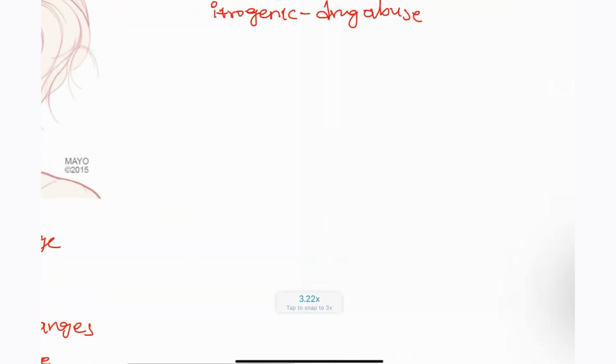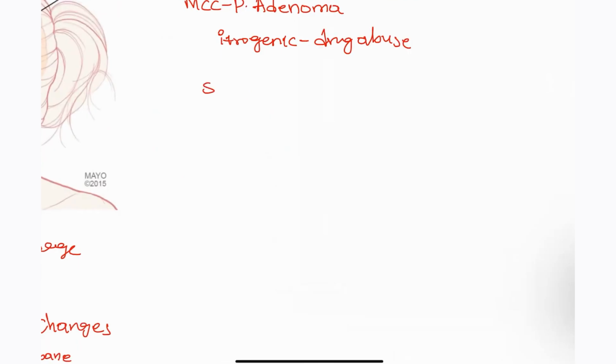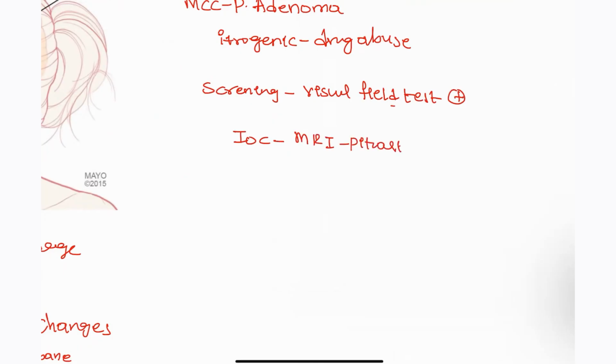Right, next, coming to what is the screening test, what is the investigation of choice. So the screening test for this patient is the visual field test. So this test will help us know whether the tumor is micro or macro. For the investigation of choice, if they have a positive screening, then we have to proceed for the MRI pituitary cuts. Okay, MRI specifically only for the pituitary cuts we have to investigate.